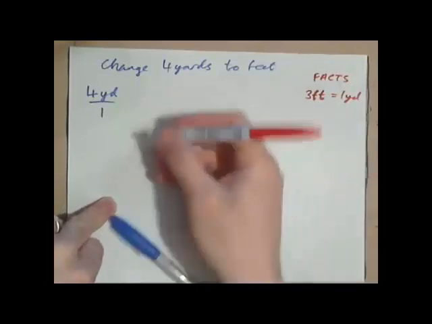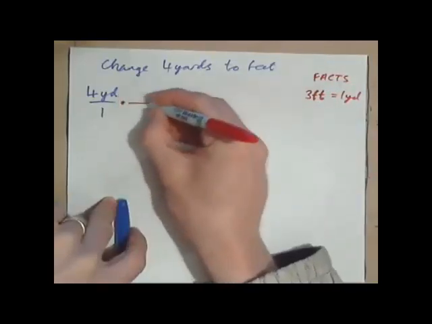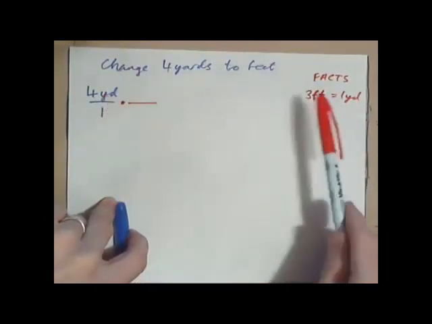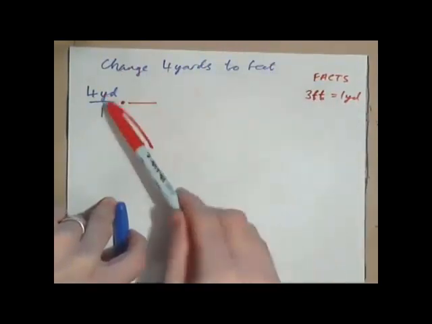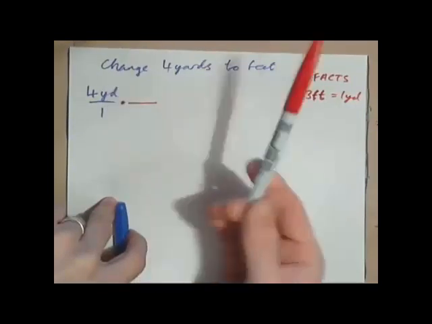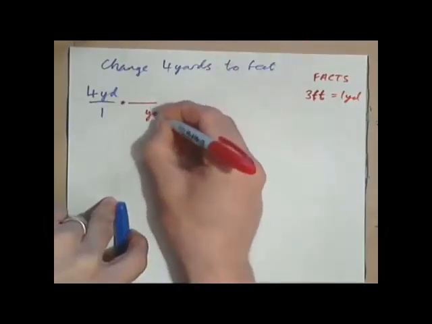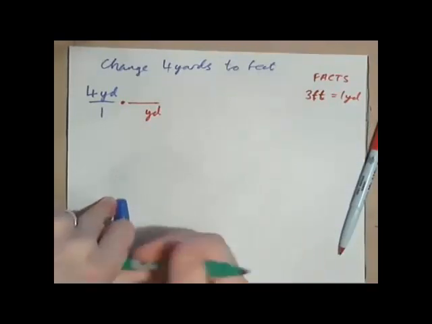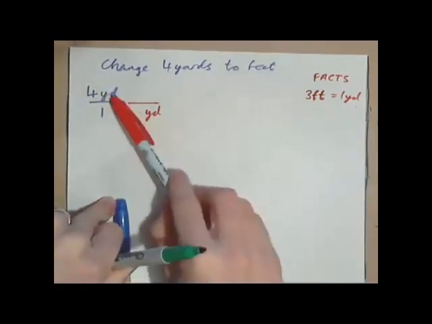So what I'm going to do is take the 4 yards, multiply it by a unit fraction, so that the yards go away and I'm left with feet. How would I make this yard go away? Well, if I put a yard down here, now these yards will cross-cancel. See? They'll cross-cancel because one's on the top, one's on the bottom.